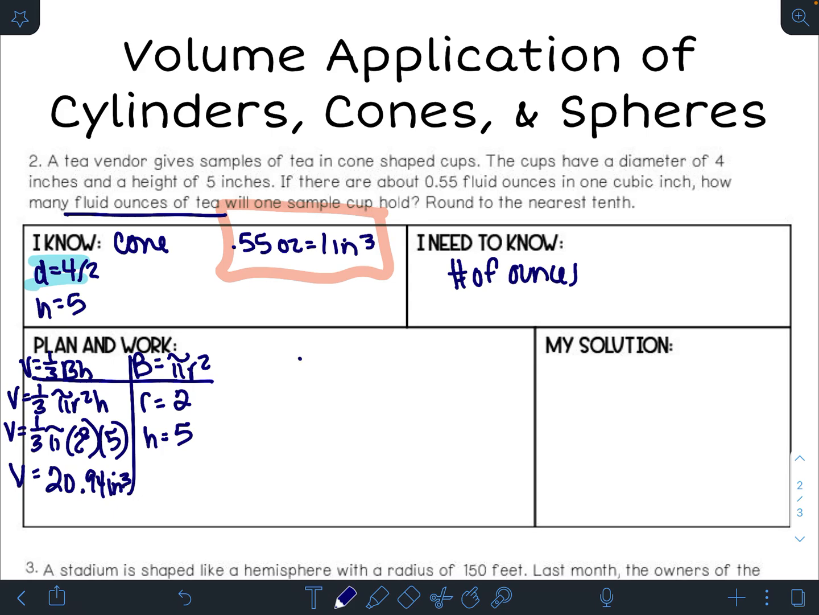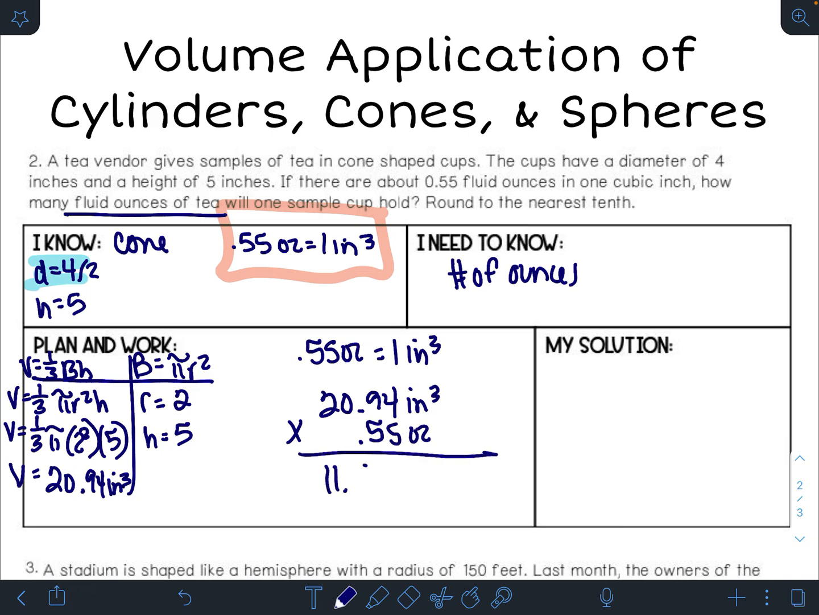Now I know that 0.55 ounces is equal to 1 cubic inch. So I can take that 20.94 cubic inches and multiply by 0.55 ounces, and it gives me 11.52 ounces. So there's 11.52 ounces of tea in each cone.